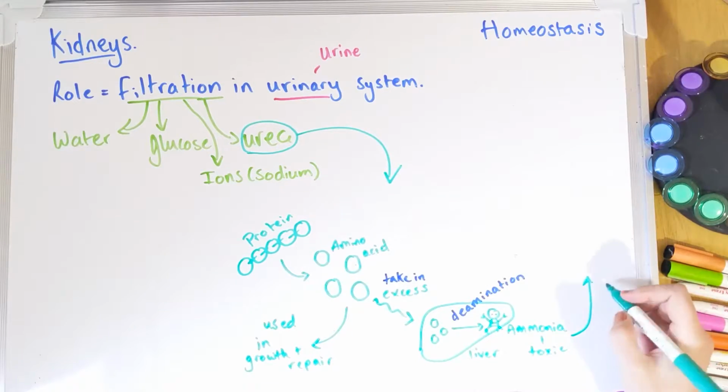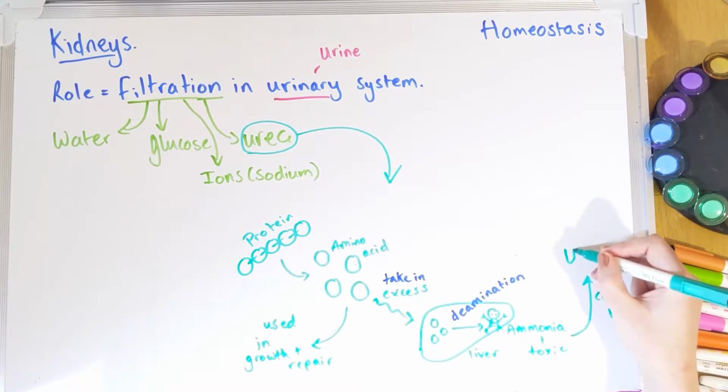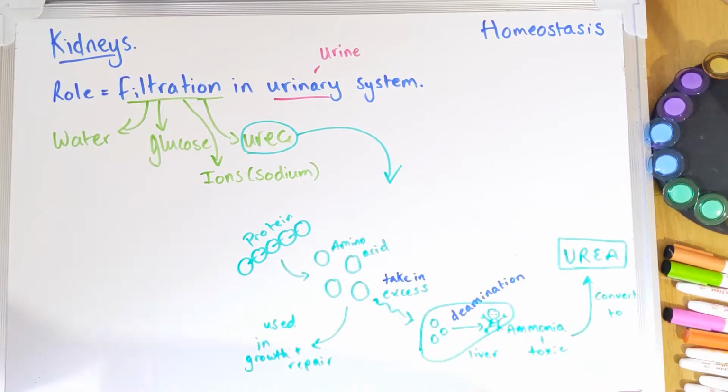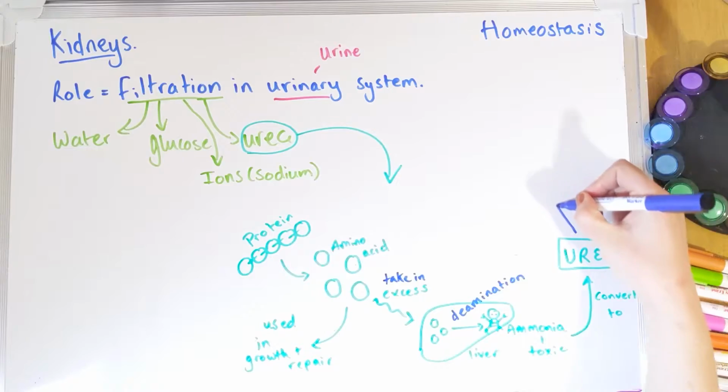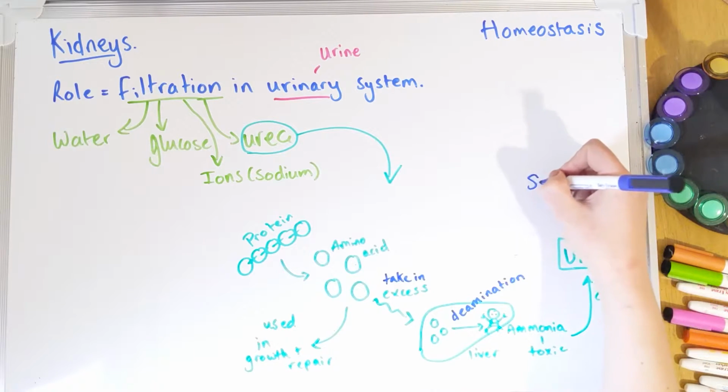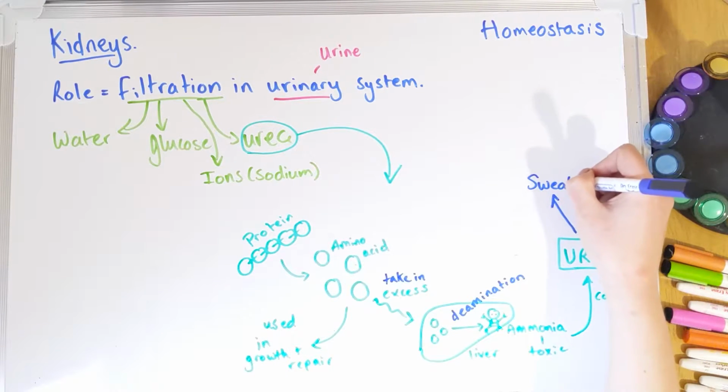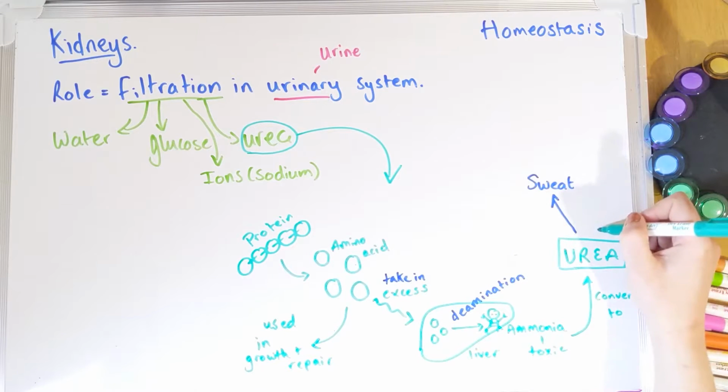Now, having toxic substances in your body isn't the greatest idea that the liver ever had, God love it. So what happens is the liver redeems itself and converts that ammonia immediately into a substance called urea. And then that urea is lost from your body through either sweat or as part of your urine.